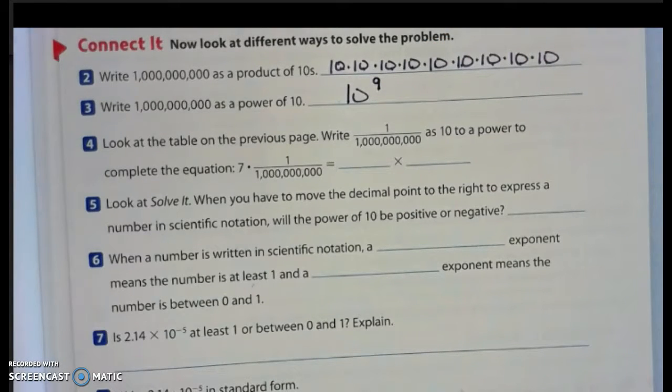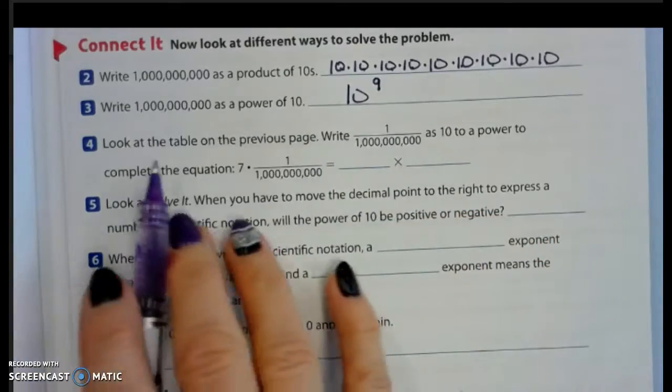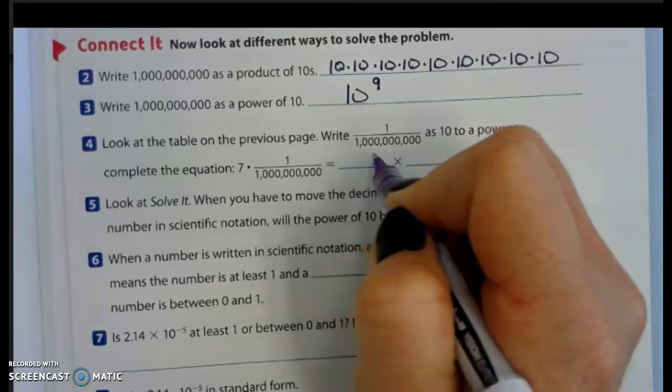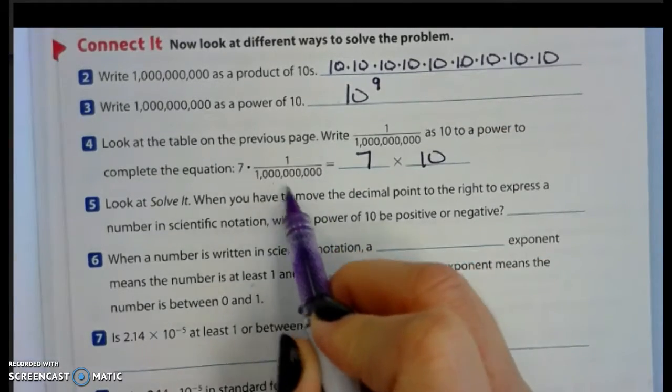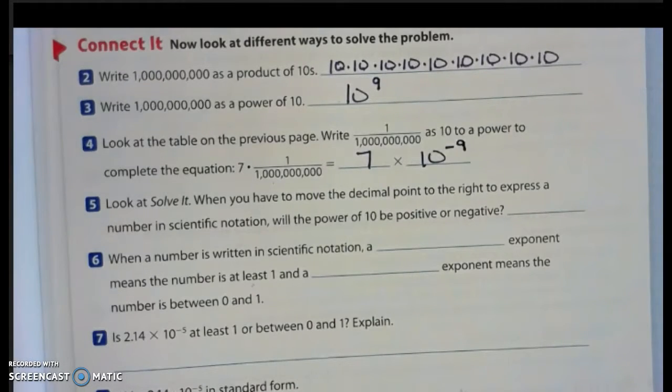Look at the table on the previous page. Write 1/1,000,000th as 10 to a power. Complete the equation 7 times. Okay. So you've got it would be 7 times 10. Remember, this is a fraction. If we didn't want it to be a fraction, we would give it a negative exponent. It'd be 10 to the negative 9.